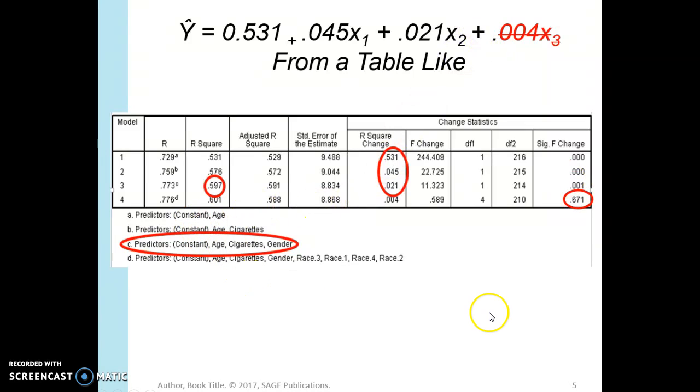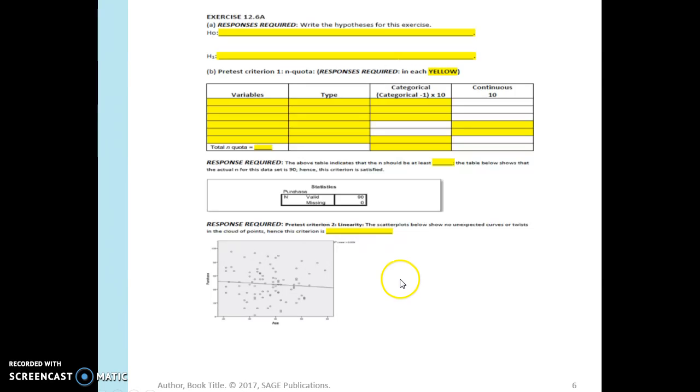It tells you what the predictors are. So simply, you're going to run this test and get this table and make an equation that looks like this. That's the bottom line for multiple linear regression. There's a lot more to it, but that's it.